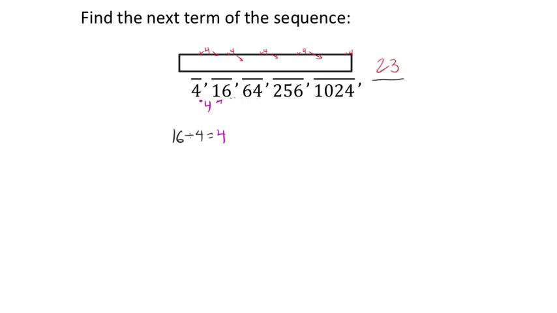Now, I'm not going to show all the math here, but 16 times 4 is 64. 64 times 4 is 256. And 256 times 4 is 1024. So we'd have to multiply 1024 by 4 to get this next value, which I'm going to stack and multiply. 1024 times 4. So 4 times 4 is 16, carry the 1. 4 times 2 is 8, but add the 1 makes that 9. 4 times 0 is 0. 4 times 1 is 4. It appears that our new denominator is 4,096.